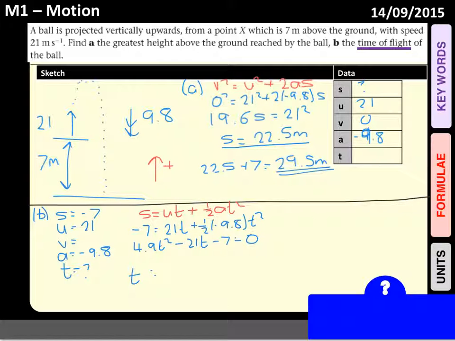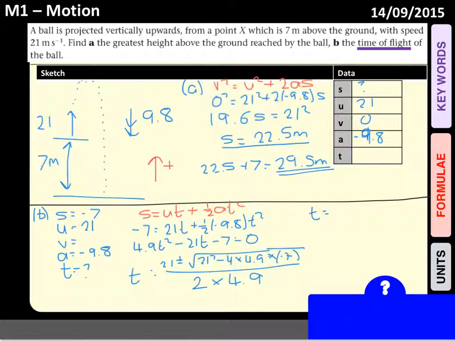So t is equal to 21 plus or minus the square root of 21 squared minus 4 lots of 4.9 times negative 7, and that is all over 2 lots of 4.9. That's going to give us two solutions.